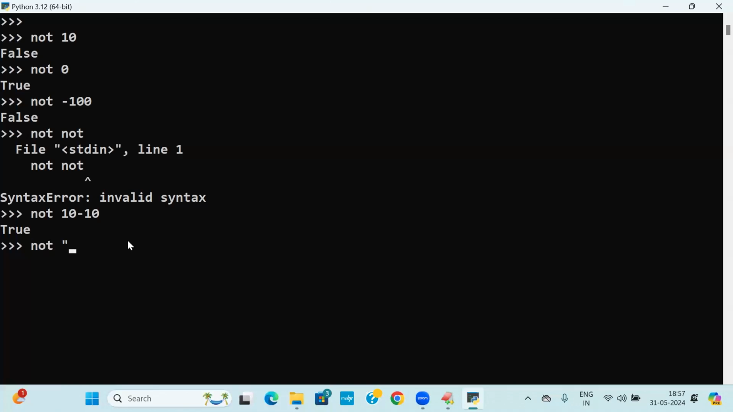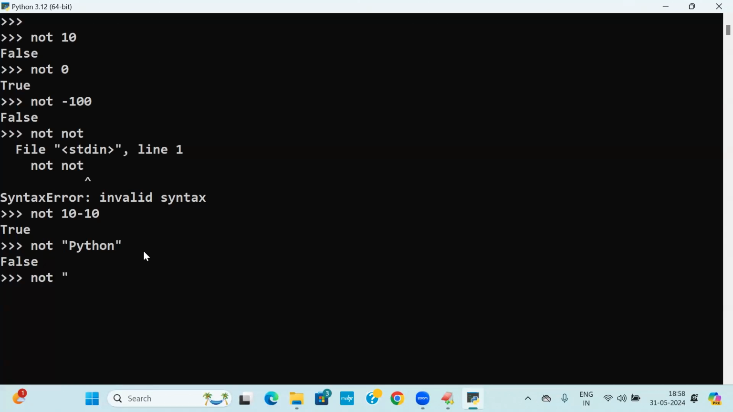Not Python, not Python. Don't tell Java. Answer. Come on. False. Good. Why false? Because a string is considered by its length. Length is what? 6. Not 6. 6 is true. Not 6 means what? Right. Like that you have to think.